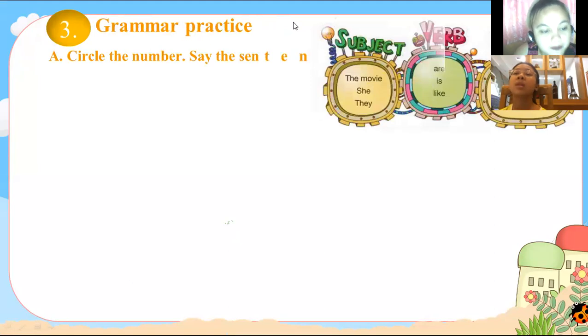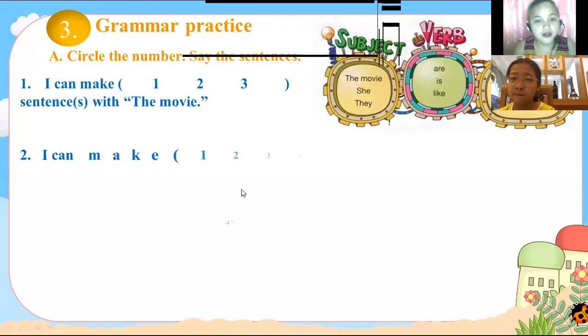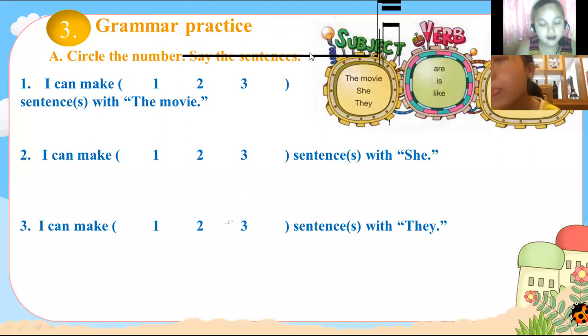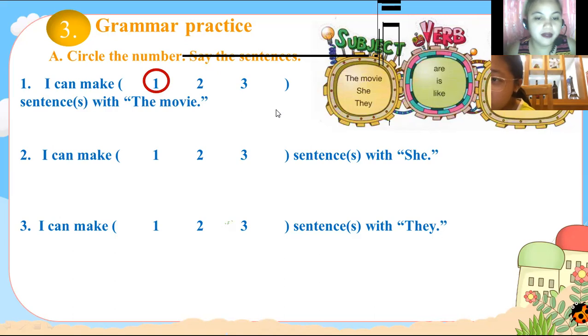All right, now let's have activity number three. It's a grammar practice. Circle the number and say the sentences. Okay. So, do you know now what to do? Yes. Okay. So, number one, I can make how many sentences can you make? Two. Okay, can you say this sentences? Oh, it's only one. The movie is fantasy movie. Okay, wait a minute.